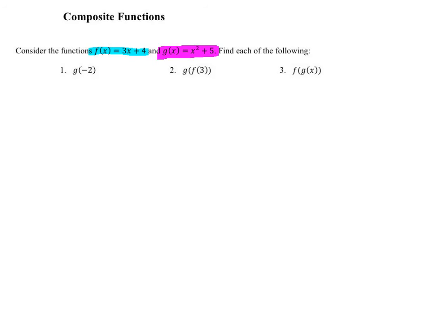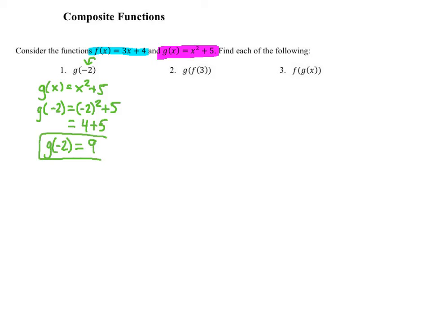So I'm going to rewrite the g function because that's what it tells me to do. Now this means that I'm going to take the -2 and plug it in for x. So I'm going to have g of -2 equals (-2) squared plus 5. And now I'm going to simplify it. (-2) squared is going to be 4, and I bring down the plus 5. So I have g of -2 equals 9.